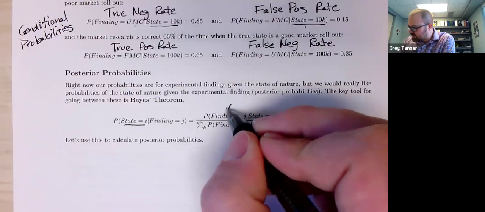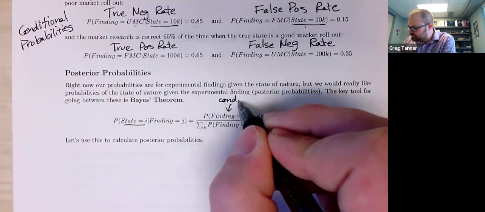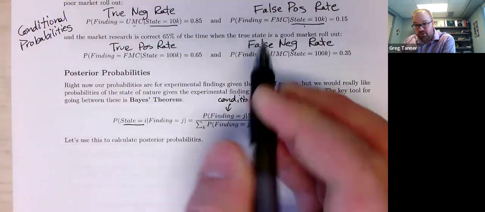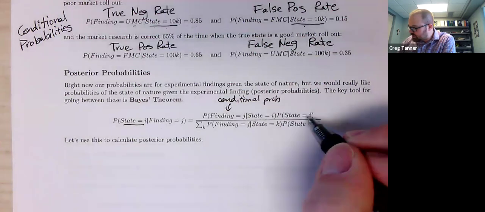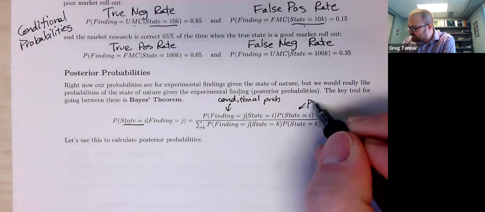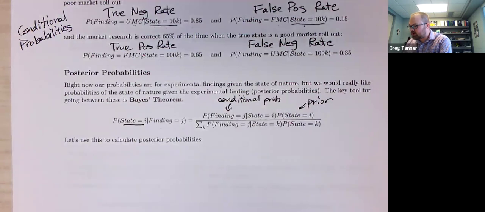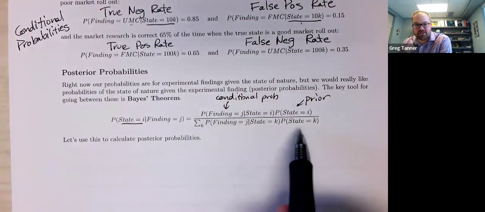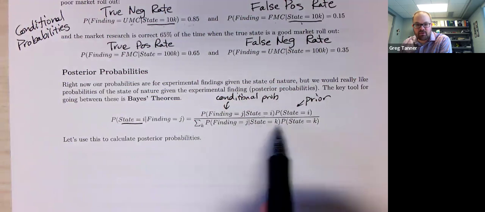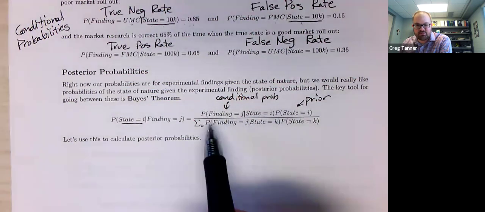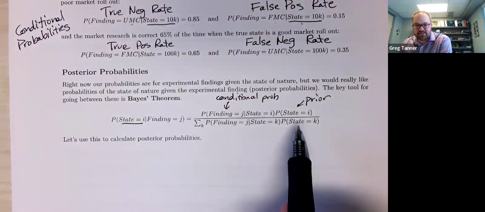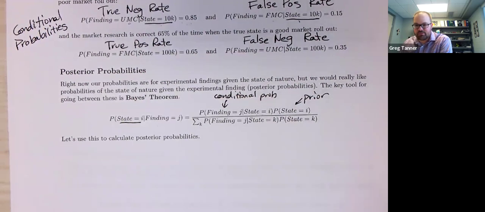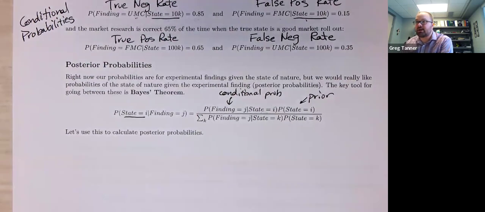So this here is a conditional probability from up here. This probability of state I, that's a prior. And then we're going to divide by the sum of all these same terms summed over all the different states. Now, it helps to do this in a couple steps.